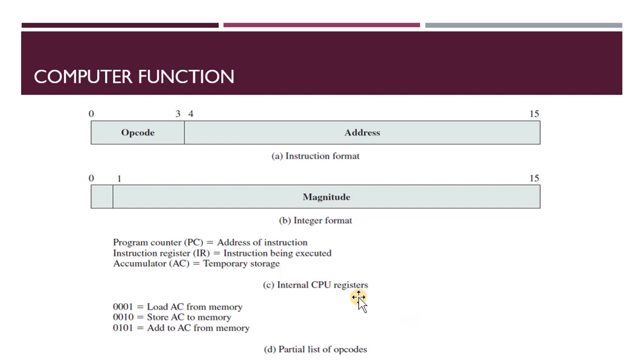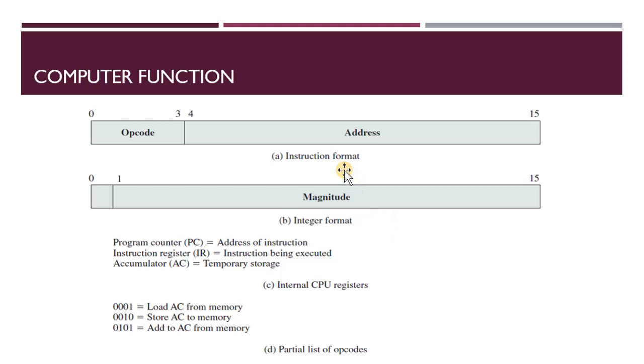Now we are going to see the format inside the instruction cycle. Here is the instruction format and this is the integer format, or data format. Both of these formats consist of 16 bits of data. The instruction format starts at 0 and ends at 15, so it consists of 16 bits. Same with the integer format, it starts at 0 and ends at 15, so it also has 16 bits of data.